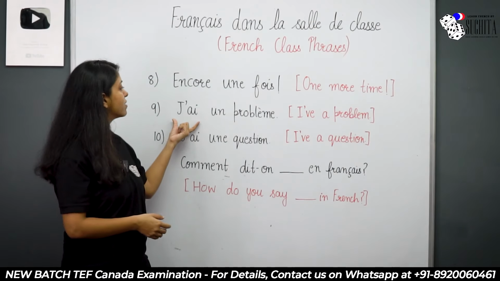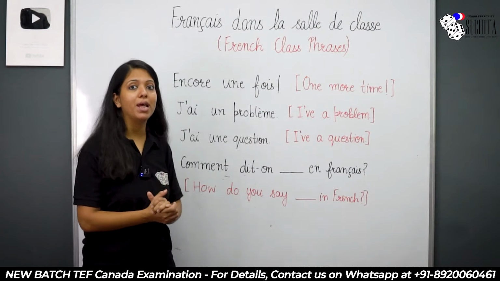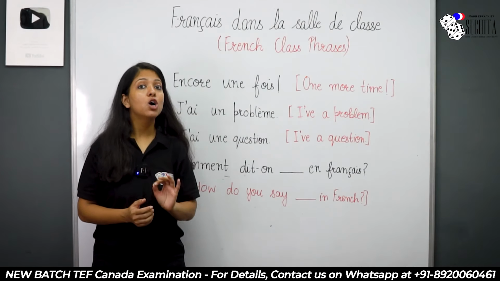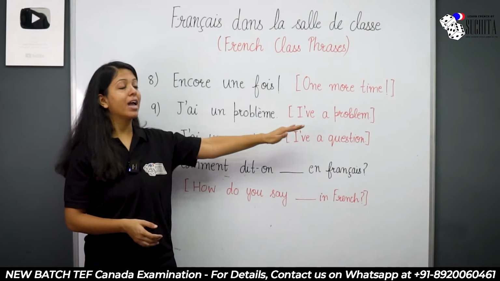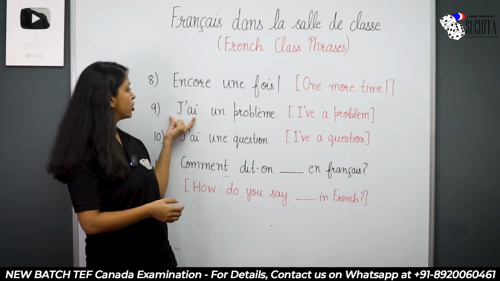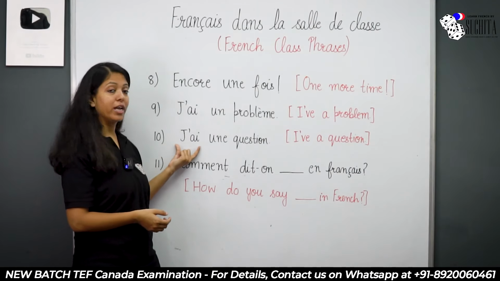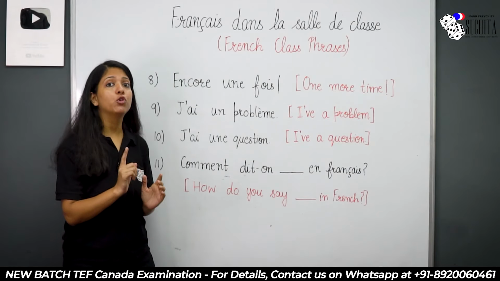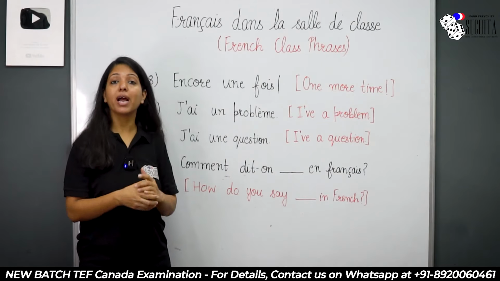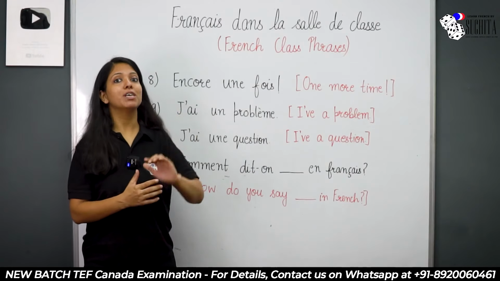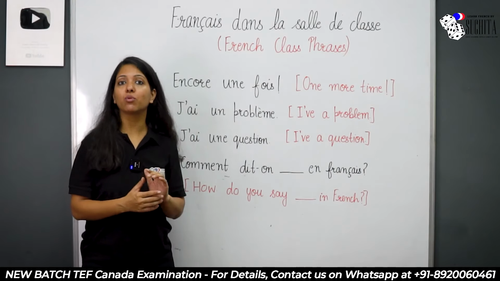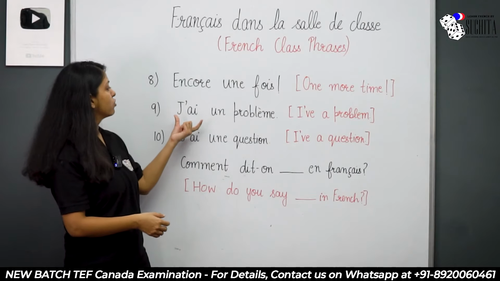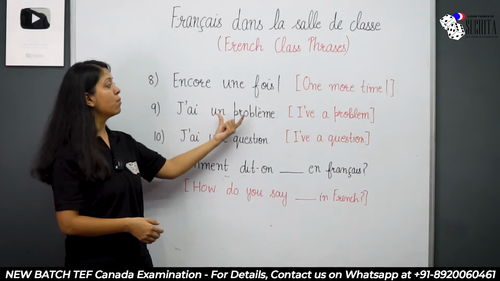The next one is j'ai un problème. J'ai un problème, which means I have a problem. This is actually the verb avoir. J'ai, I have. Avoir means to have. If you do not know what exactly is the verb avoir and how you conjugate it, I'm going to mention the link in the card above. You can watch that video and then come back here again. So then this one is j'ai un problème.